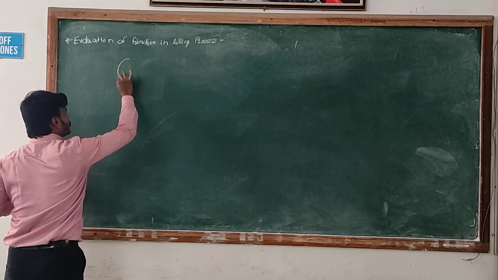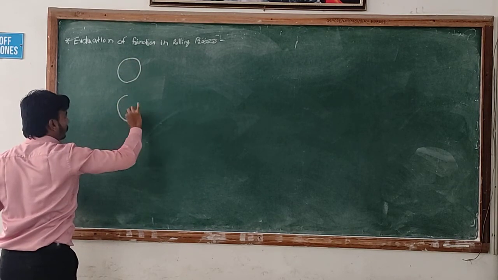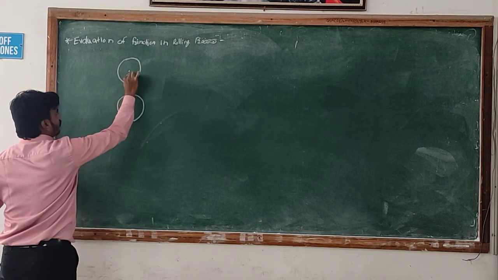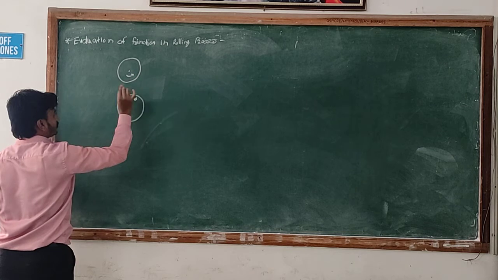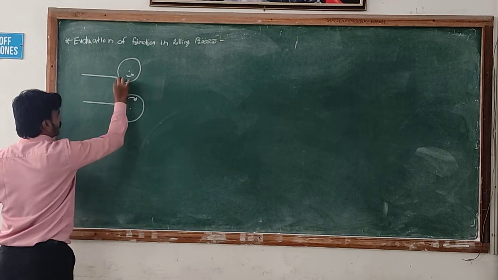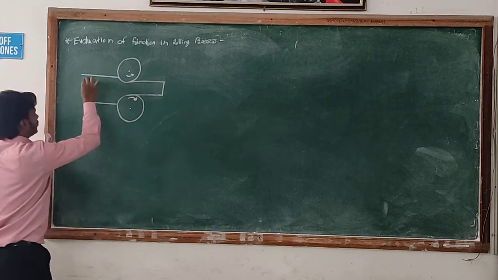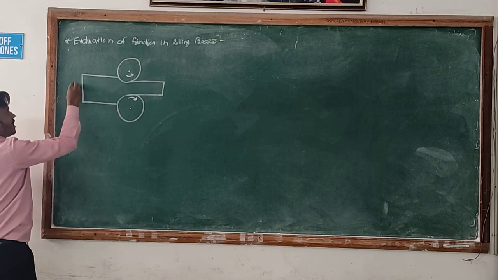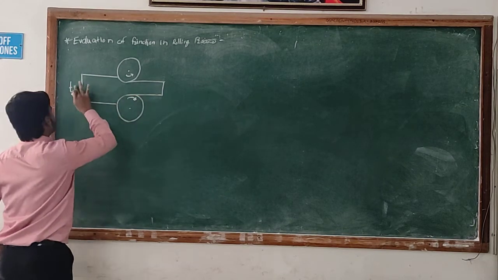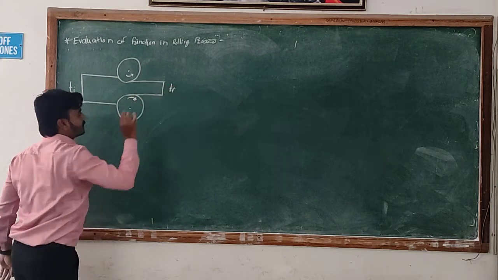Rolling is the process where, suppose this is a roller, these are the two rollers, rotating in opposite directions, and this is the stream of the material. Initially it has a thickness Ti and the final thickness is Tf.